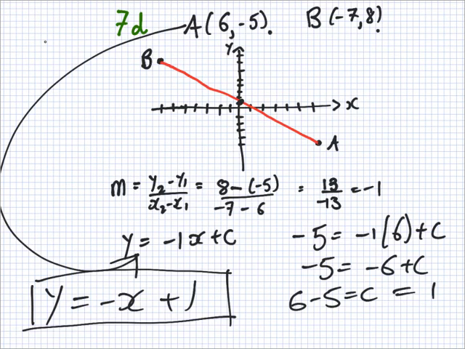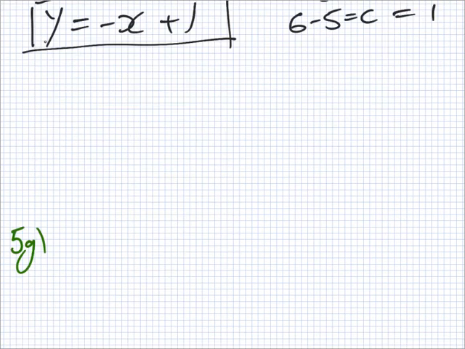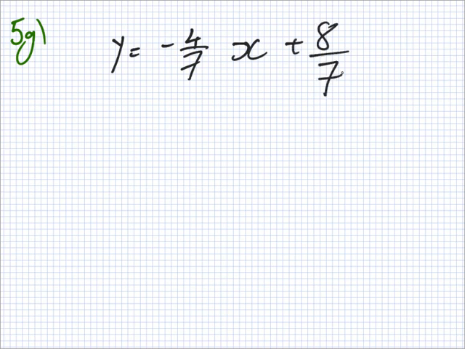Okay, so 5G, I want to find the x and y intercepts and then draw the line. Okay. So let's start with the x. How do I find where it crosses the x-axis? I have y equals minus 4 over 7 x plus 8 over 7. So how do I find where it crosses the x-axis? What do I do?